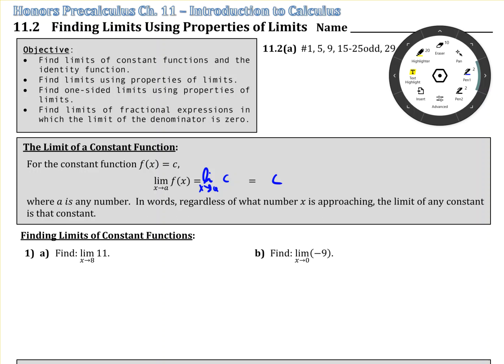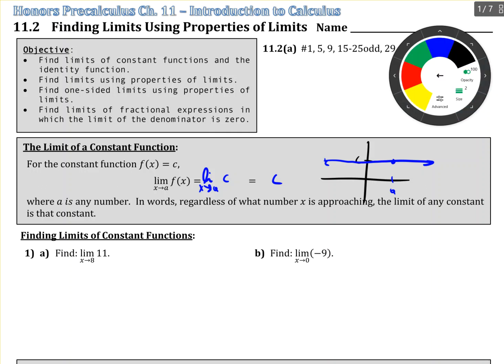Again, if you want to draw a visual representation, if that's c, and I have a horizontal line there at c, then let's just call this point a. Then the limit as I approach a, as I go from either side, as I come from the left, it's c. From the right, it's c. So the limit has to be c. It's kind of boring. Doesn't seem like there's much going on there, but it's the first step in understanding how this works.